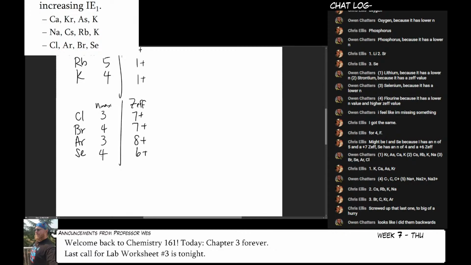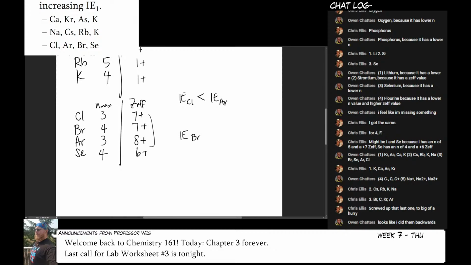Well, let's look at the 2 that are in 3 and then the 2 that are in 4. Because we don't have any diagonal going top left, bottom right, we should be able to just compare the 3s and the 4s, and then we can compare the ones with the same Z effective, right? So I would know that between chlorine and argon, this must be true, right? Because they have the same N, but Z effective is greater for argon, so argon must have a higher ionization energy.